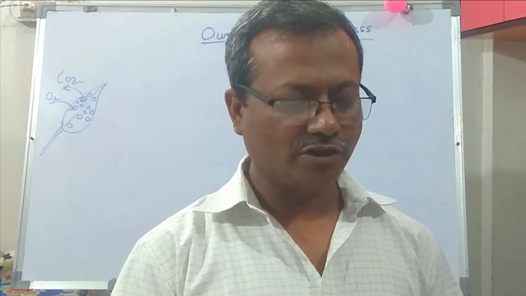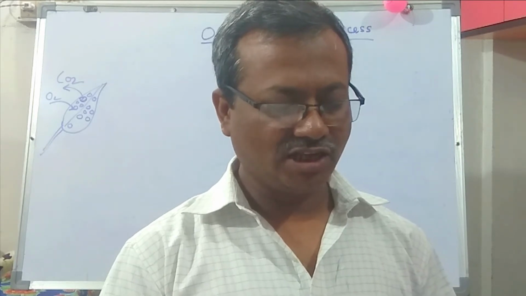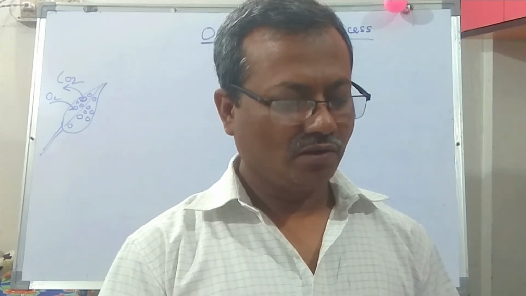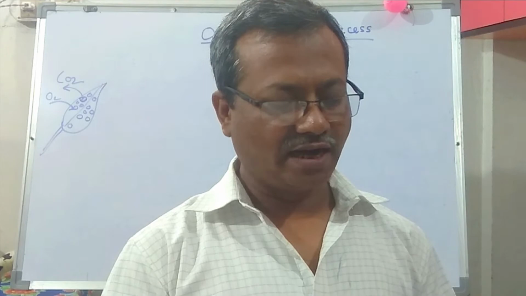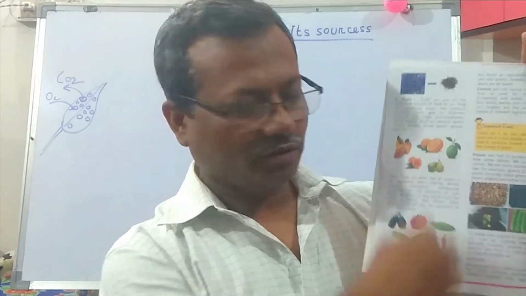We obtain a few spices from the fruits of plants. Red chilies, black pepper, coriander, etc. are examples of such fruit spices. These are the pictures given in your book. You can see.